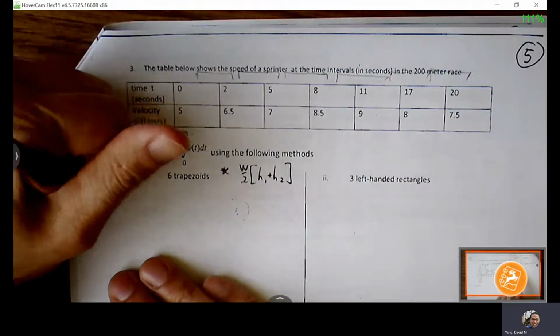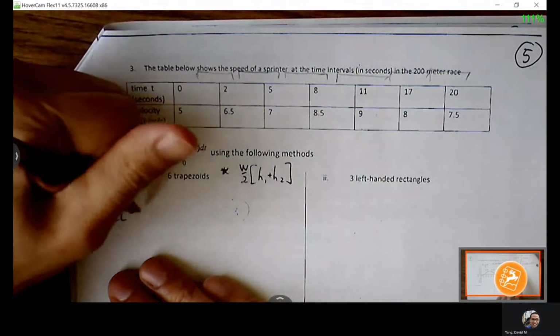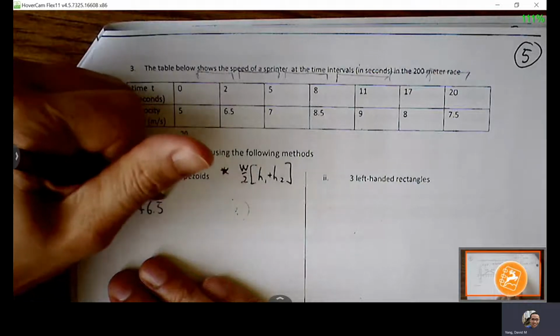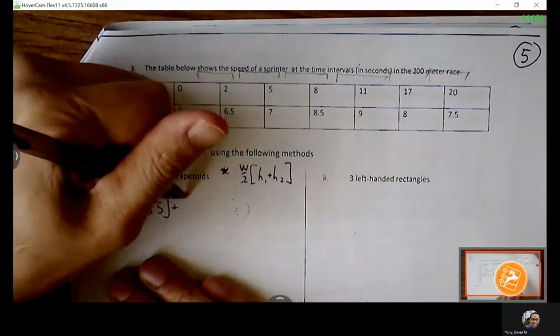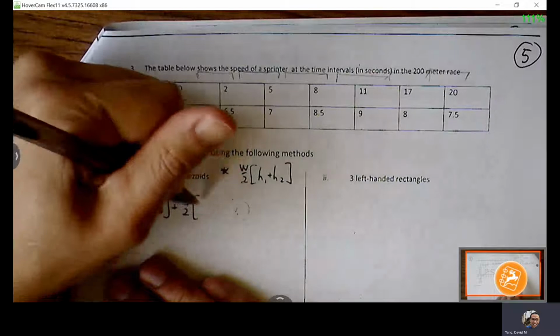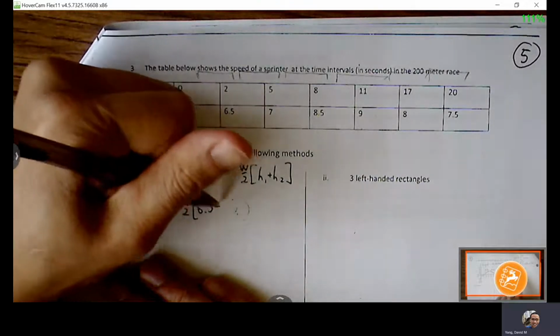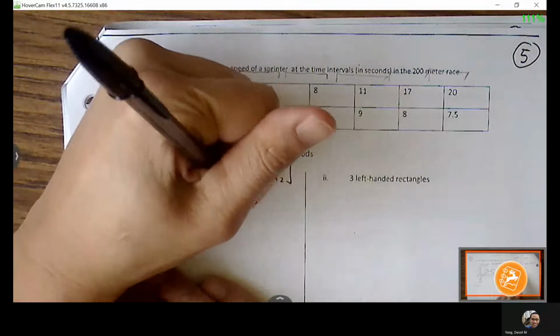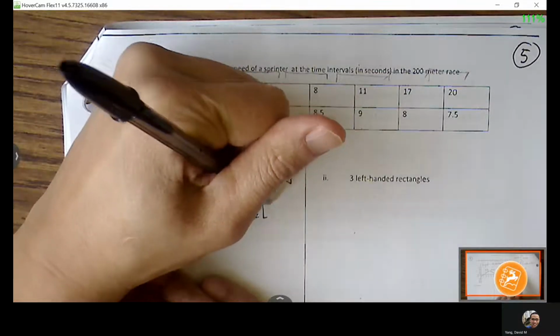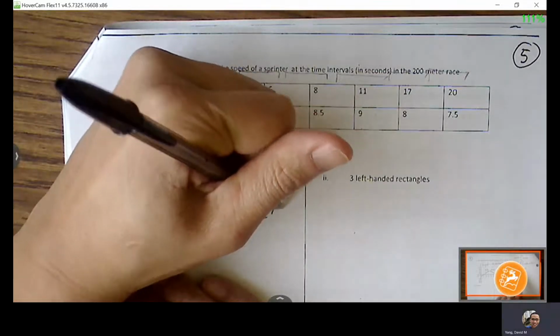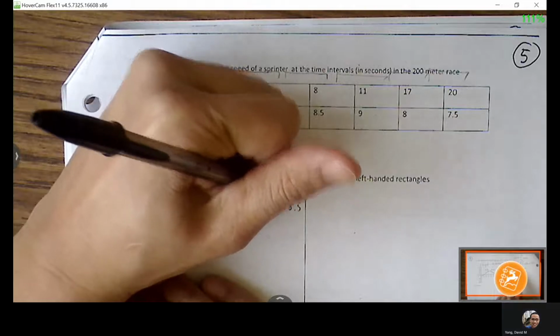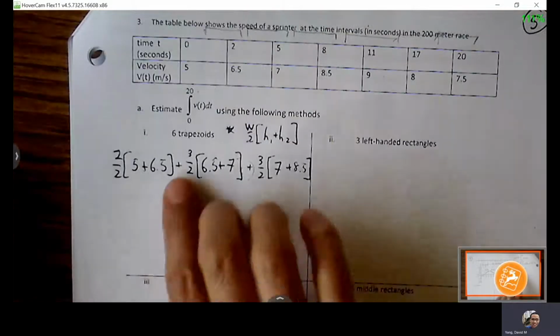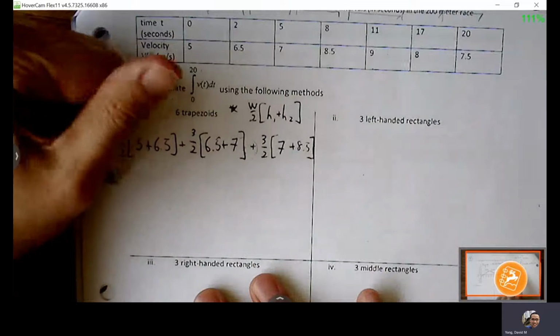Okay. 2 over 2, height 1 plus height 2, width over 2, height 1 plus height 2, width over 2, height 1 plus height 2. Okay, so we have 3 trapezoids down. We have 3 more to go.